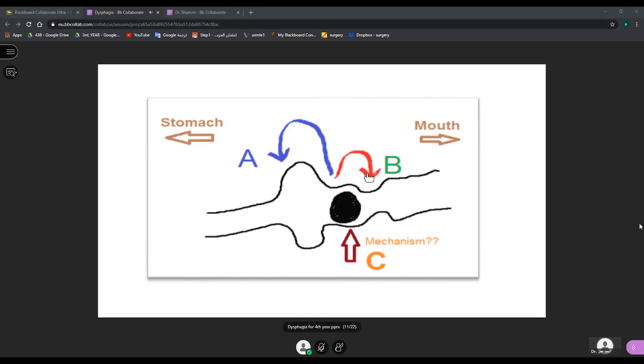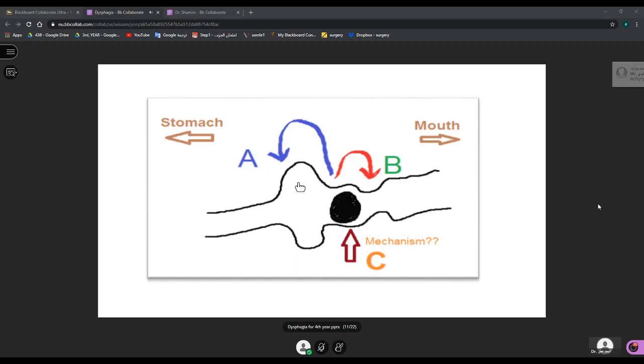What is the substance which causes constriction behind the bolus of food? I mean a chemical substance or neurotransmitter. Which one causes constriction behind the bolus of food? Acetylcholine, yes, very good.